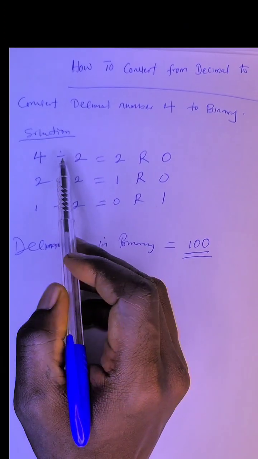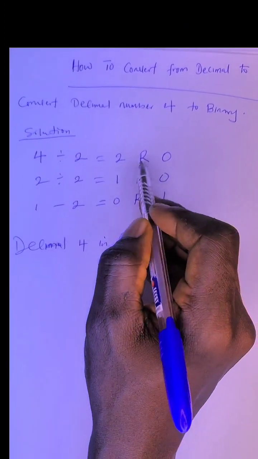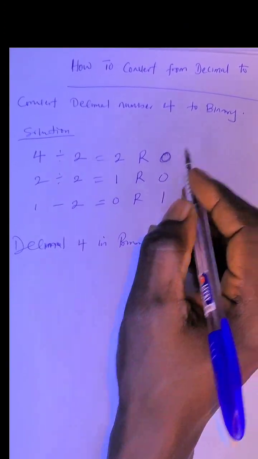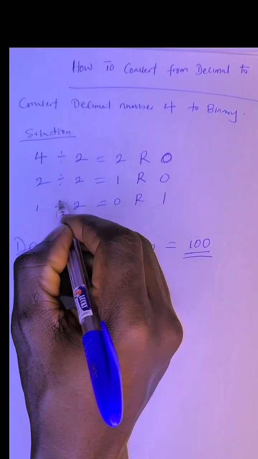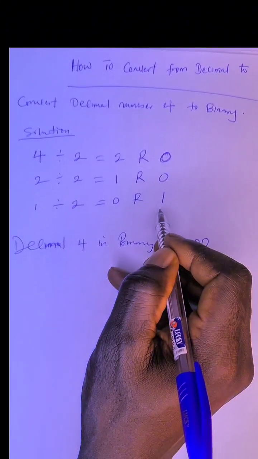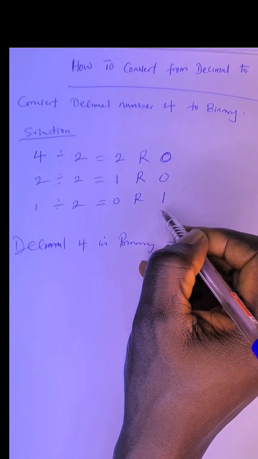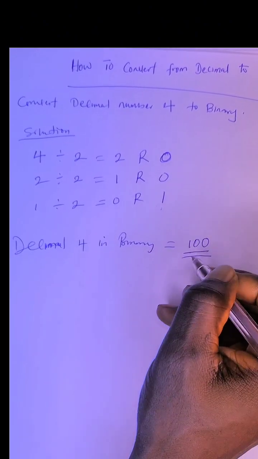What you are doing is dividing by 2. You take the remainder and write it. 2 divided by 2, you write the remainder. 1 divided by 2, you write the remainder. Then you write the answer from bottom to top: 100.